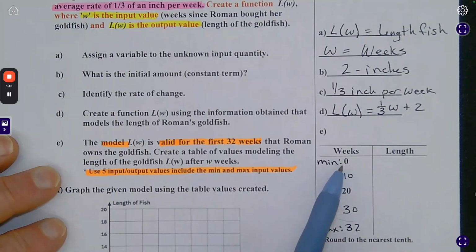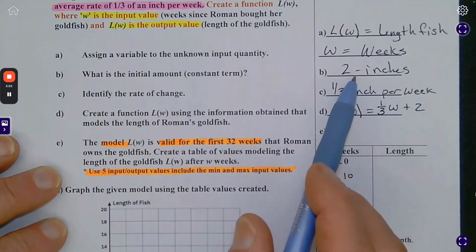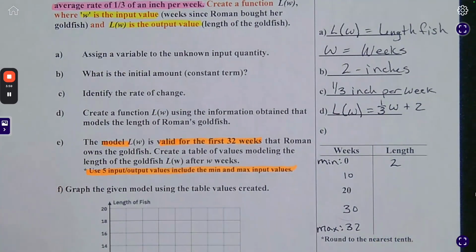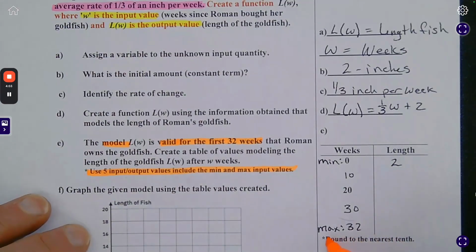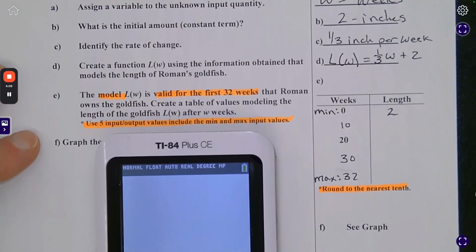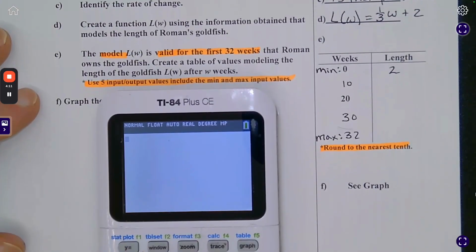Hey, I can do this one. When I know the day that Roman bought the goldfish, that's time 0. That's the initial length. So that's 2 inches. All right, now I'm going to go to my calculator, and I'm going to put these in. Notice they want us to round to the nearest tenth. All right, so let's do it. I'm going to go up here a little bit so we can see that.